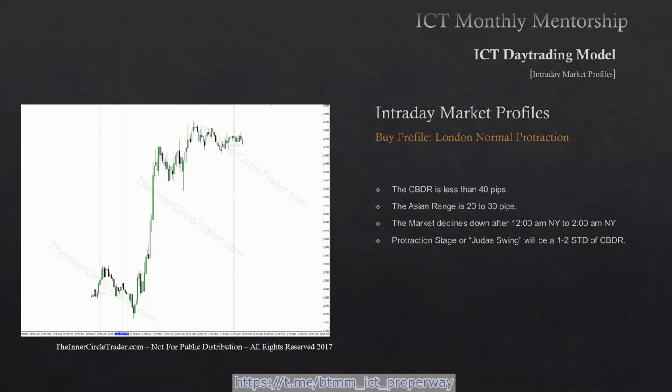An example of that is seen here. The market enters a small central bank dealers range, and the Asian range is also a respectable range in terms of pips. Then price drops lower right after the midnight candle, finds the low of the day, and expands up for a higher close. As you can see here, this is the protraction stage immediately after 12 a.m. New York time.